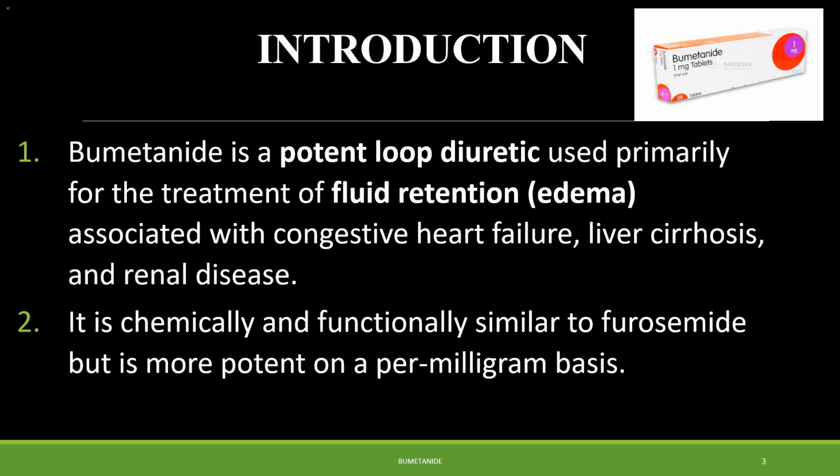4. It is chemically and functionally similar to furosemide. Bumetanide and furosemide are both loop diuretics. 5. But it is more potent on a per milligram basis. Bumetanide is stronger than furosemide dose for dose.